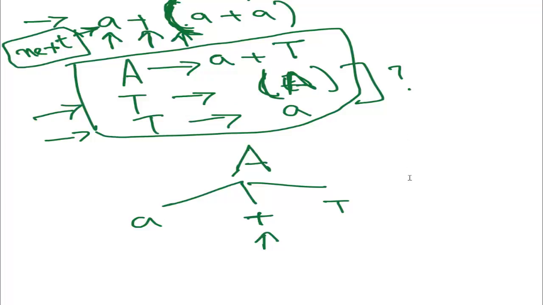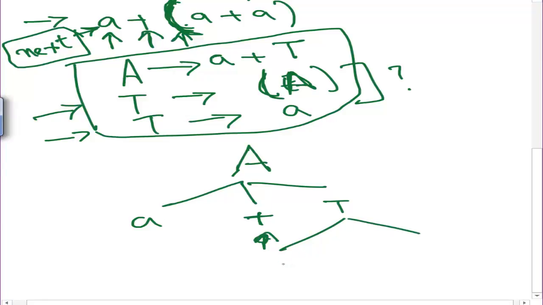So what we have here is we try to expand the T now, because we are on a T now, and it goes to left parenthesis, then capital A, and right parenthesis. Now we are here, and our next is also here.